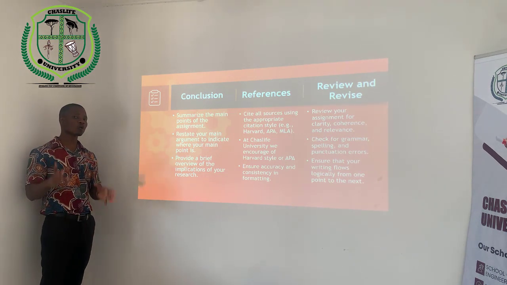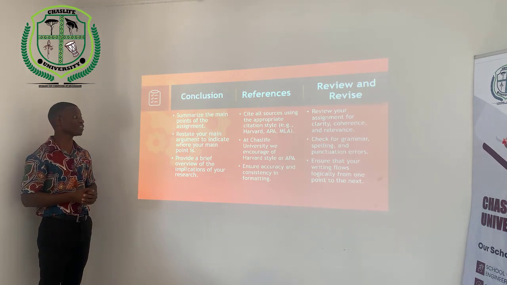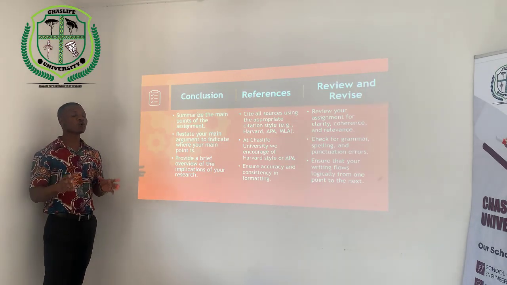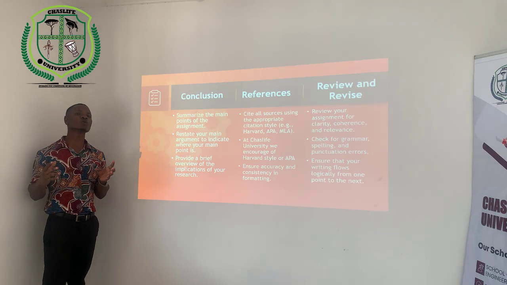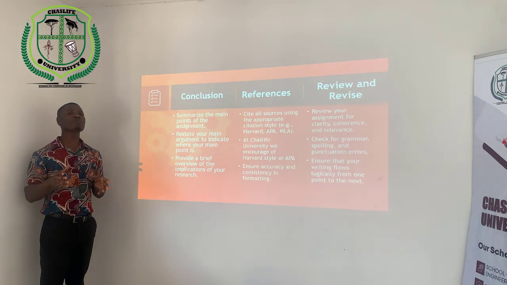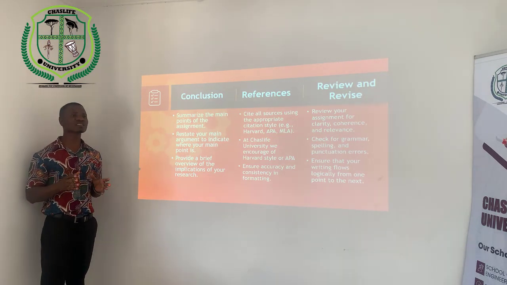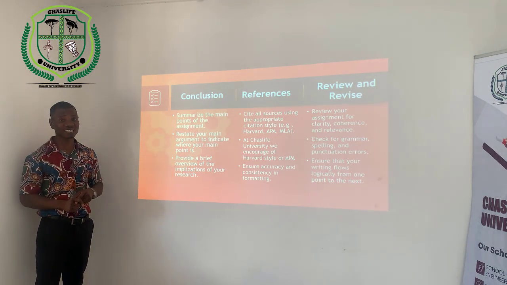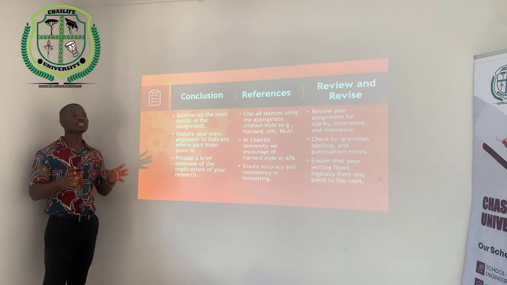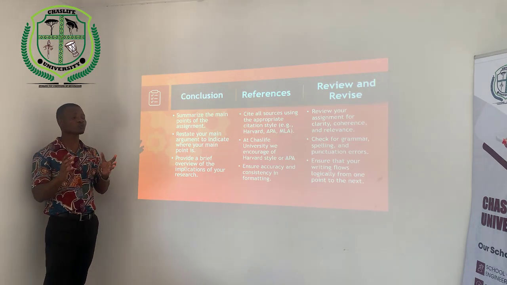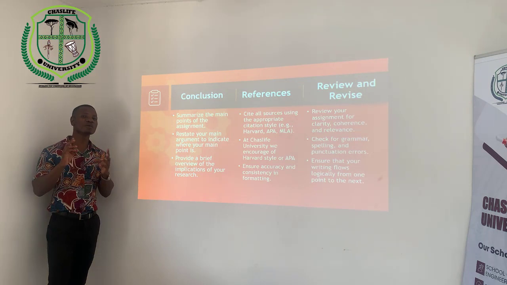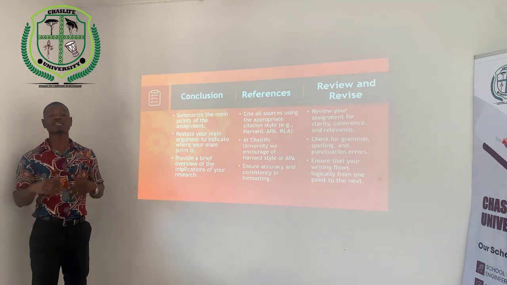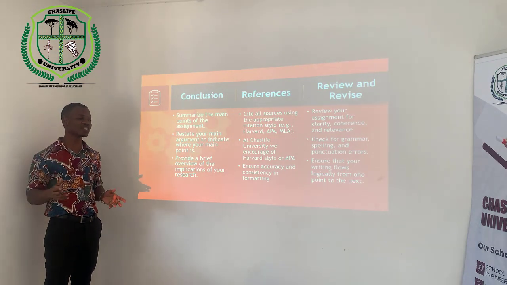So under the conclusion of an academic assignment, summarize the main points of the assignment. Under the conclusion, you should be able to summarize, okay? Summarizing means that you should be able to indicate something starting from your introduction, your main body, and the conclusion. So you should be able to combine the introduction and the main body. Very important. In the conclusion, you can either say in conclusion or in a nutshell.